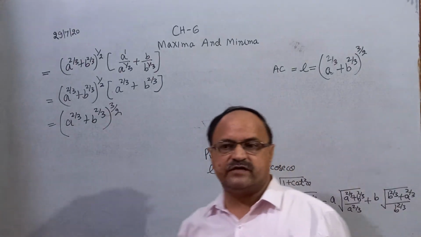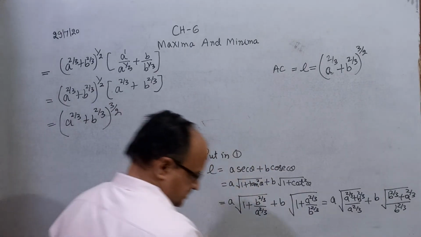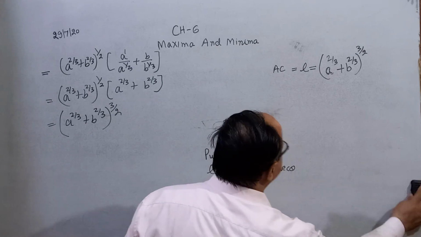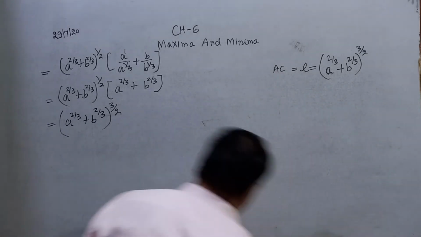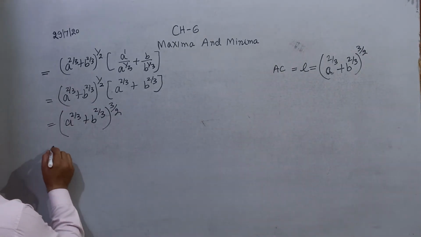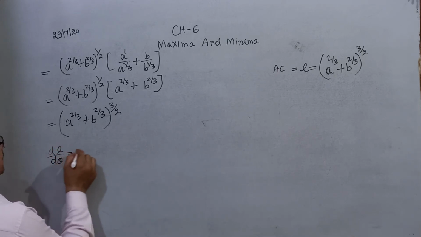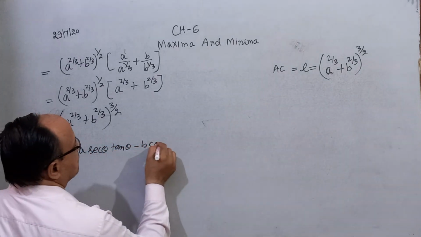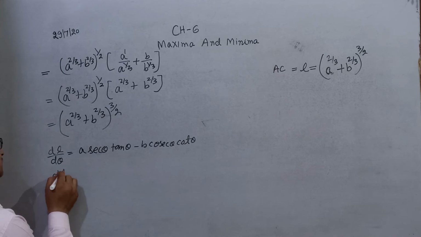Correct? Now we have to find the second order derivative. You know that the first order derivative, dL upon d theta, is A sec theta tan theta minus B cosec theta cot theta. This is the first order derivative. Now find the second order derivative, d square L by d theta square.